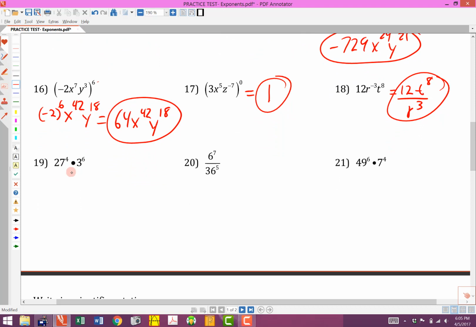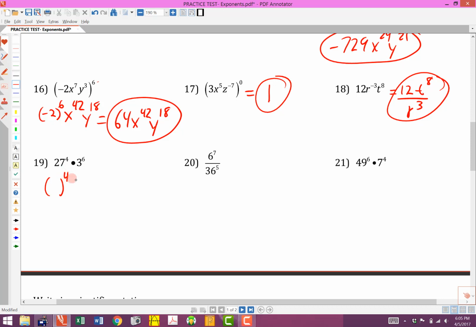So let's take a look at this one here. Again, some of those perfect squares, perfect cubes, different things like that, powers of 2, powers of 3, powers of 4. Those are things that are going to come in really handy on this test. So let's take a look here. This is 27 to the 4th and 3 to the 6th. They have different bases, so we can't use the rules that we've been working on.